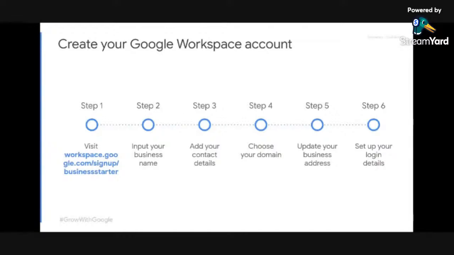Step 2. Enter your core business details. That includes your business name, the number of employees, and your location. Step 3. Add your contact details, your first name, your last name, and your email address. Step 4. Choose your domain, either one you've bought or a suggested domain.